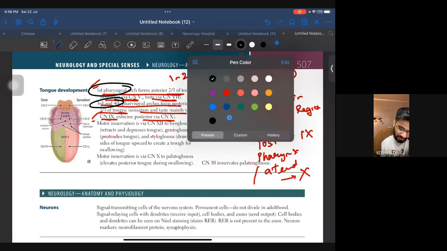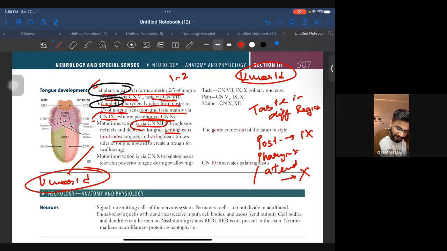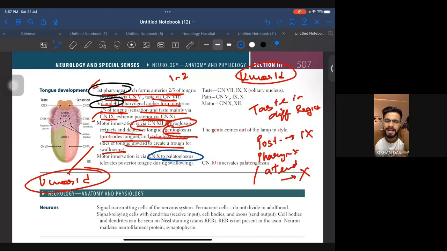Now coming to the muscular supply, the motor supply is by CN12, that is the hypoglossal nerve. Everyone knows this. These are the muscles. In UWorld, they have asked the functions of muscles also. If you have solved properly, you must have come across this question. So hyoglossus function is to retract and depress. Genioglossus protrudes. Styloglossus pulls the sides up to create a trough for swallowing. Now one thing here: palatoglossus is not supplied by 12. It is supplied by 10. And this is important over here.